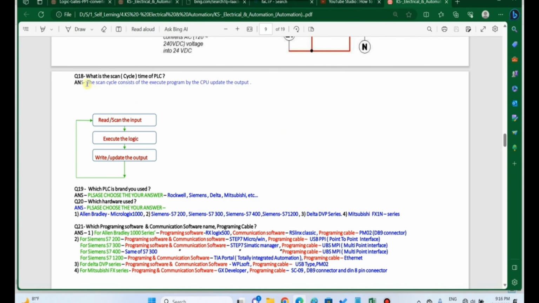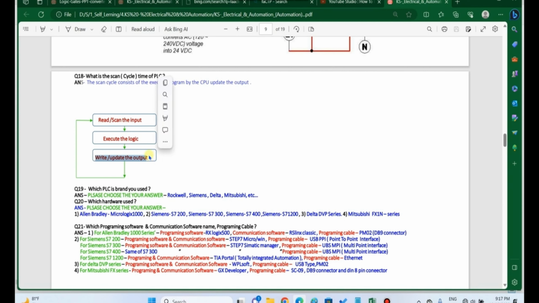We can see here that scan time is a cycle consisting of executing the program by the CPU and updating the output. When we create the logic, the time from logic start to end is calculated by the PLC. It is the scan time. See here: read, scan input, execute logic, then write, update the output.